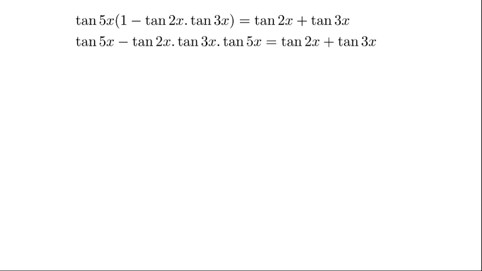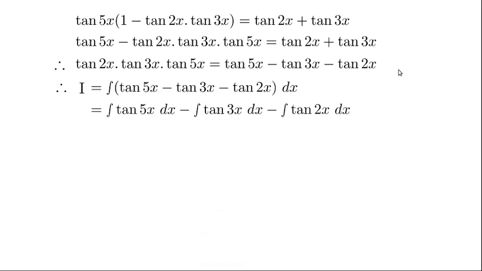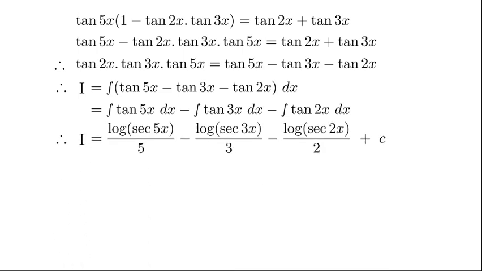Now take this tan 5x inside the bracket, and now rearrange the terms: this whole lot is brought to the right hand side and these two are brought to the left hand side. So that finally gives you tan 2x tan 3x tan 5x equal to tan 5x minus tan 3x minus tan 2x. That means this is the integrand of the problem, and it can be replaced by this. So we get I equal to integration of tan 5x minus tan 3x minus tan 2x dx. Now take separate integration and write the integration values. So it becomes log sec 5x upon 5 minus log sec 3x upon 3 minus log sec 2x upon 2 plus c.